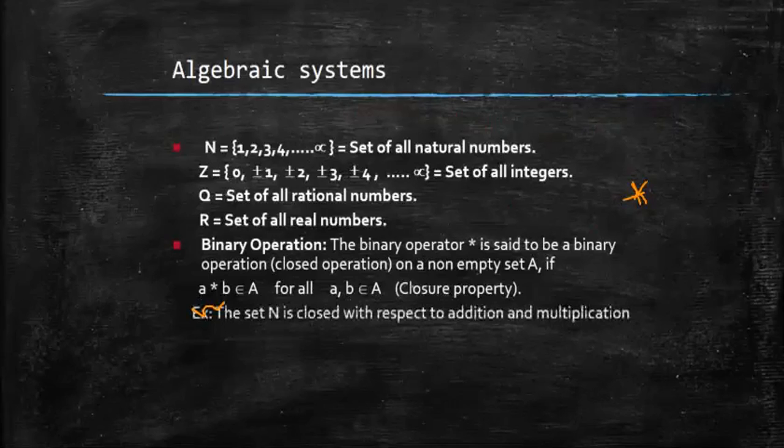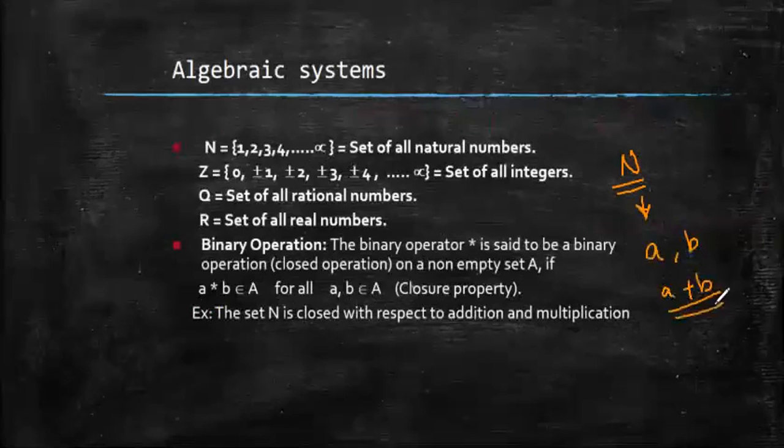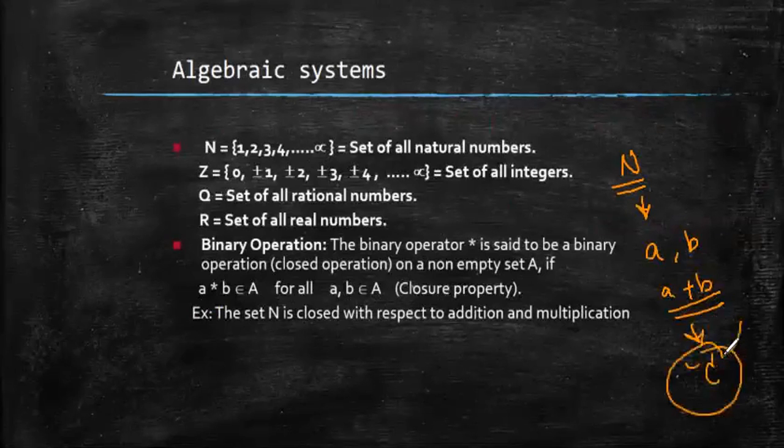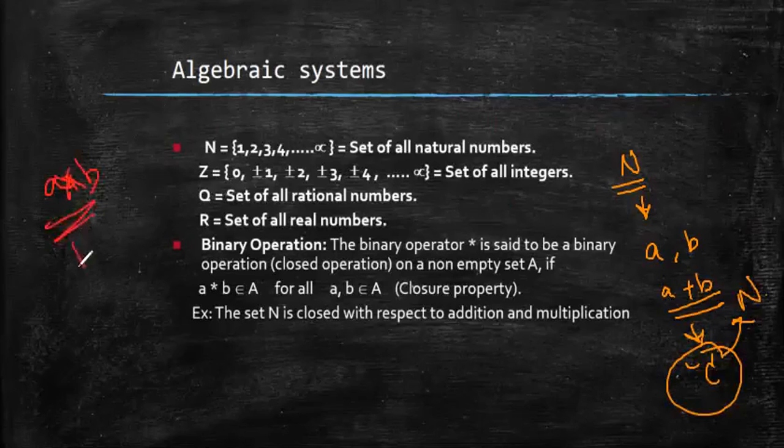What does this mean? Suppose we are taking the set of natural numbers N, and we take any two numbers in it, consider them as a, b. If you perform a plus b, it will give you the result c, and that c will also be in the set of natural numbers. Similarly, if you take multiplication, a into b, it will give you some result d, and d will also belong to the set of natural numbers. So this is known as the closure property. That is, whatever result you get when performing the operation should also belong to the set being considered. So that is your binary operation with respect to the closure property.